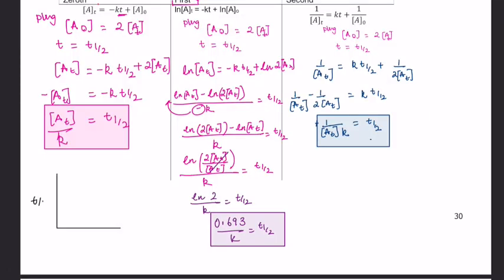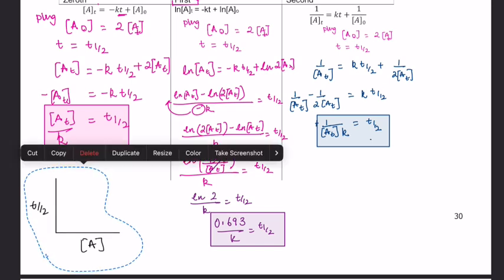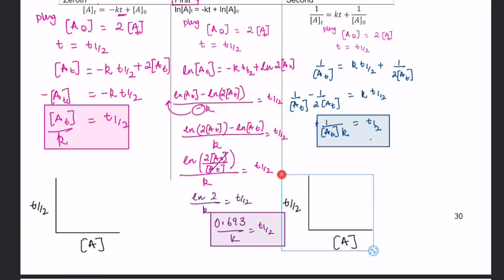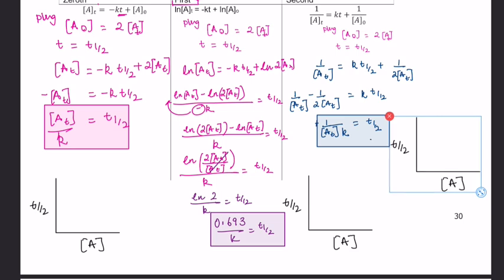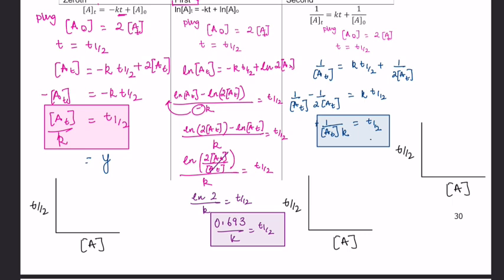So now let's take a look at what the graphs of half-life would look like. If we made a graph of half-life versus concentration, what would we get in all 3 cases? Comparing this equation to y equals mx plus b, y is t half equals 1 over k times x. So the equation is basically y equals mx. This would be a straight line graph where the slope is 1 over k, and as concentration increases, t half also increases. So this is for your 0th order reaction.